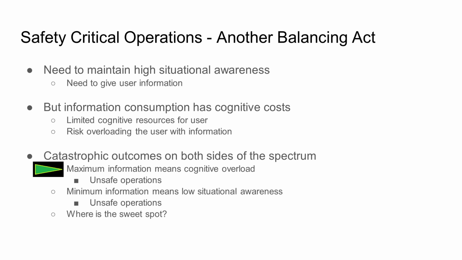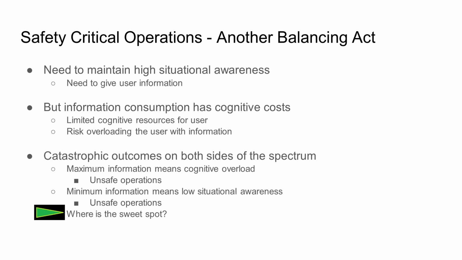On the other extreme, we can't just not give information to the user while they're doing this dangerous operation because that means zero situational awareness, and that's super unsafe as well. So yeah, they have maximum cognitive capacity available, but that's not going to be very useful because they don't know what's going on. Now, just as we discussed about the balancing act with maintaining graphical fidelity last week, maintaining situational awareness is also a bit of a balancing act.